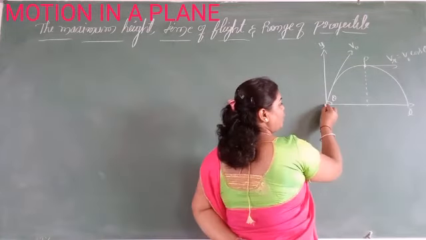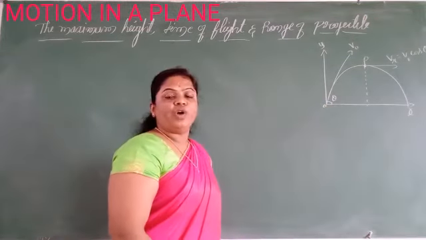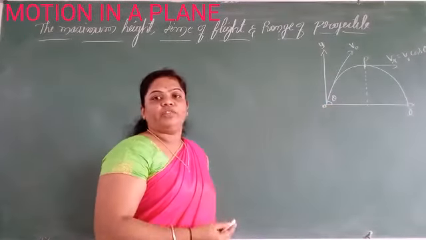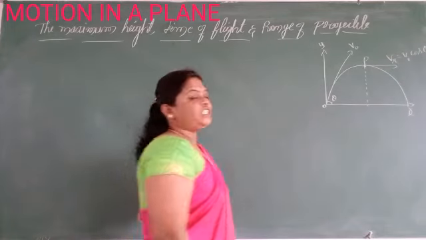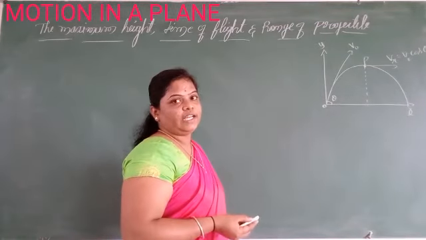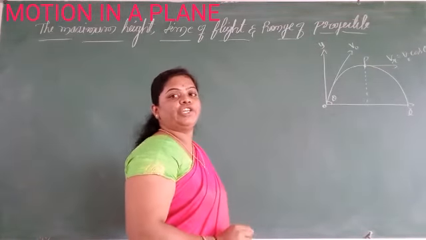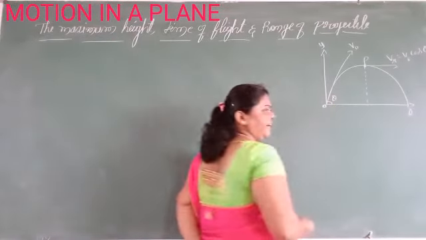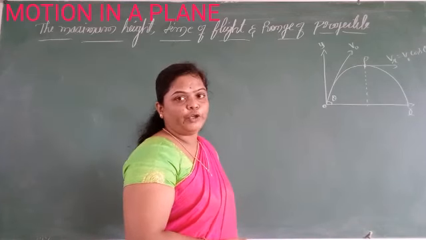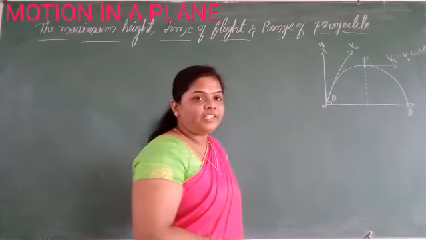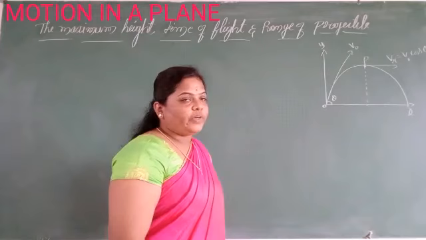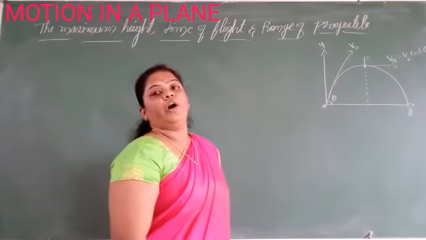I am considering a body. So the object is moving from the initial position or initial point O, and it makes an angle theta with the horizontal direction. The direction of projection creates the angle theta. Here the velocity v0 is divided into two rectangular components: one is the horizontal component of velocity and another is the vertical component of velocity.